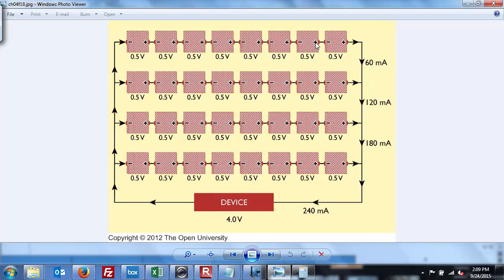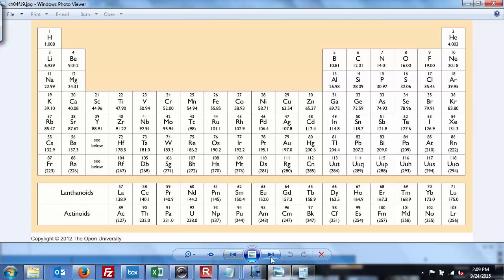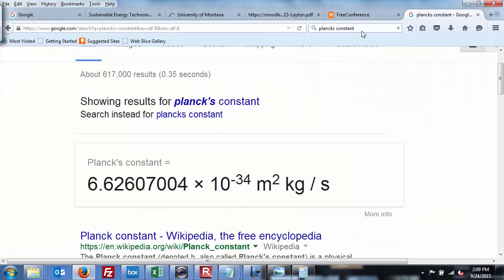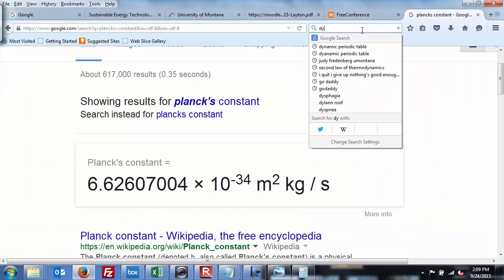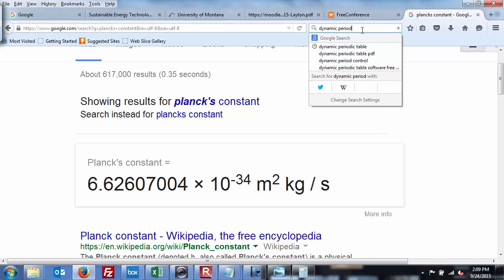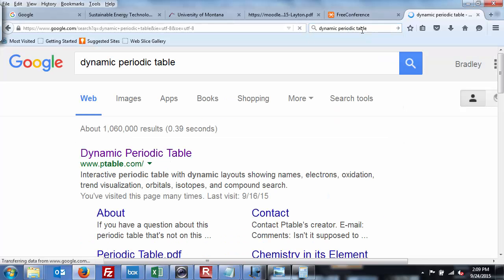Okay. Well, let's keep cruising here. We got about 20 more minutes. I want to cover chemical energy. Chemical energy does not lend itself quite as well to the mass, length, and time that we've covered previously. I will hop back out, though, to the dynamic periodic table, because it will inform us.